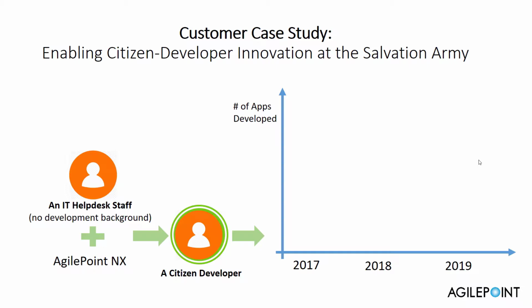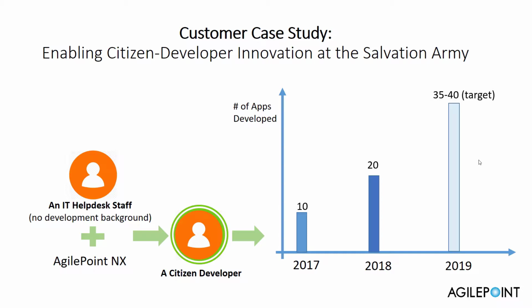After a short training period in the first year, the single user was able to develop 10 applications. In 2018, that number doubled to 20 and will again double to 40 in 2019. This is the sort of output that we see from a team of developers. And when you consider that this is a single, non-technical user, these results are nothing short of astounding.